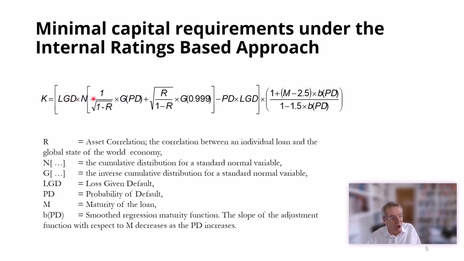And we can see reference to all kinds of metrics here. LGD, which is the loss given default. We can see the PD, which is the probability of default. M is a maturity term having to do with the, say, maturity of the exposure, either a bond or a loan, let us say. And we can see references to N, which is the cumulative distribution for a standard normal variable. And we can see G, which is the inverse cumulative distribution for a standard normal variable.